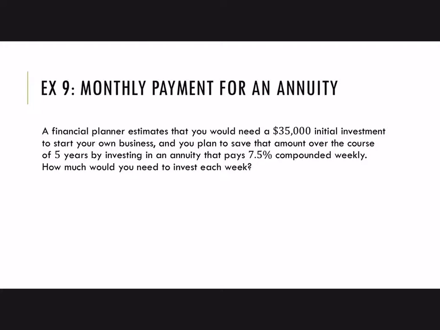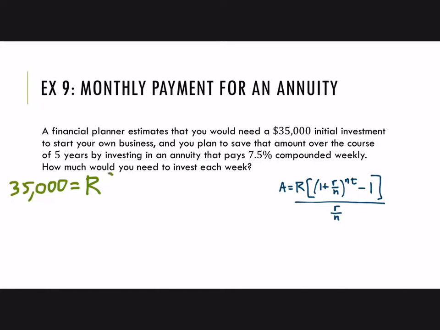We're still going to use the annuity formula, just solving for R this time instead of the future value. So let's pull that formula up. Here it is. We need the future value to be 35,000, and we would like to solve and find R. We know that the rate is 7.5%. This is compounded weekly, so that would be 52 times per year, and this is over the course of 5 years.